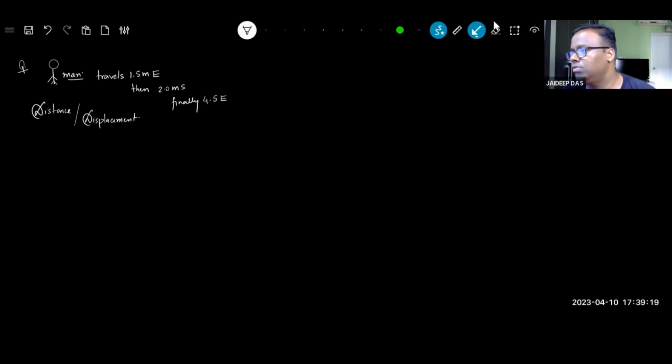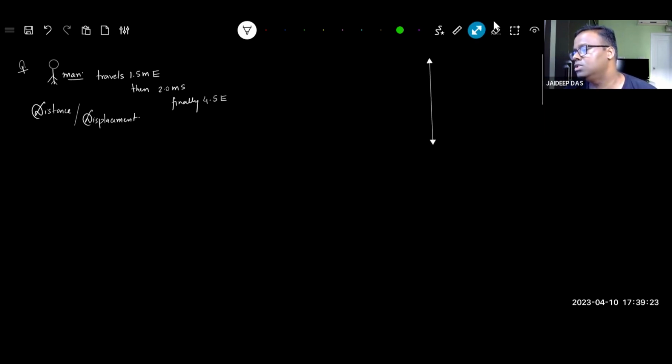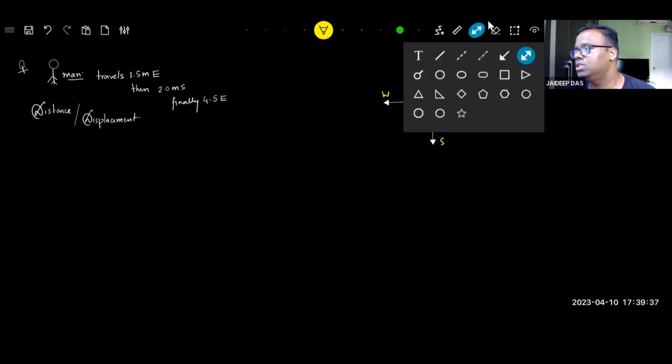Whenever you have these problems, I hope you have the sense of direction with you. If you travel east, where is east? East is on this side. This is west, this is north, and this is south. Keeping this in mind, let us try and plot this diagram first.